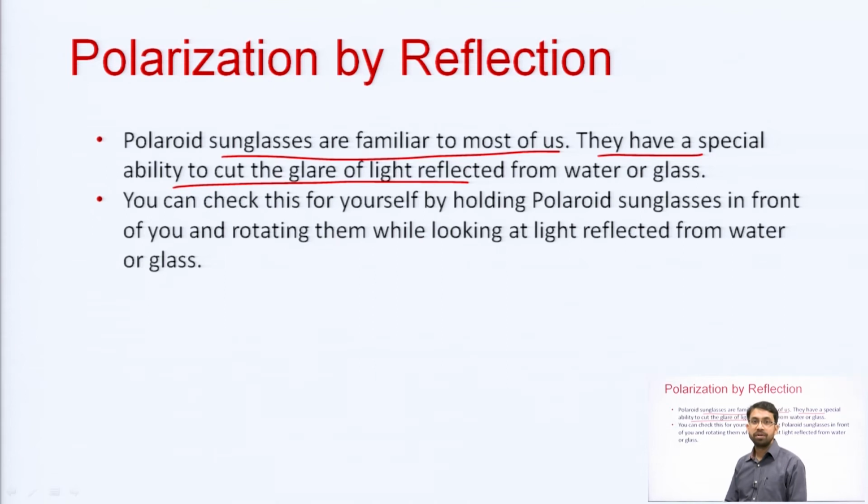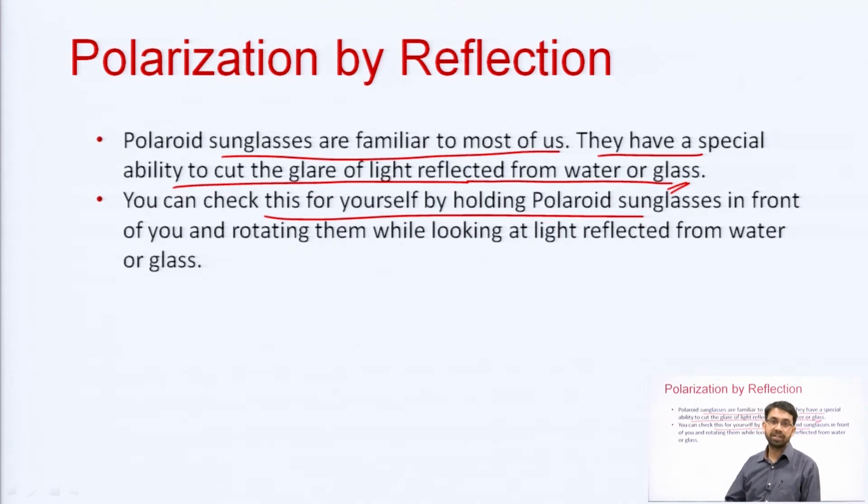Now, what is glare? When light is reflected from different surfaces, then we get glare. Either it is reflected from glass or it is reflected from water. Polaroid glasses are used to reduce this glare. You can check this by yourself by holding Polaroid sunglasses in front of you and rotating them while looking at light that is reflected from any surface.